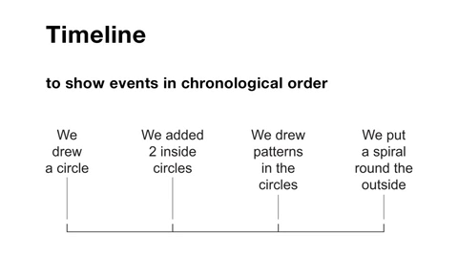We can show events in chronological order using a timeline. These events can be historical or from a narrative. Timelines can also show steps taken to produce something. In this example, the timeline shows the sequence of steps learners take to create a pattern on a tile.